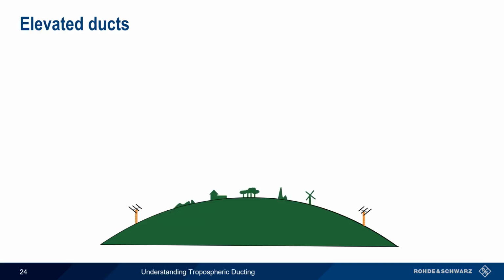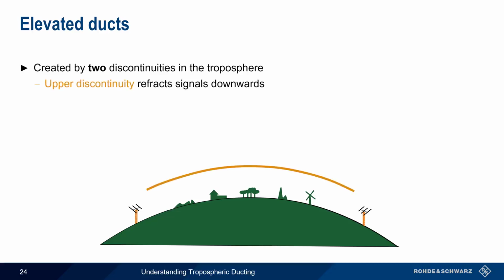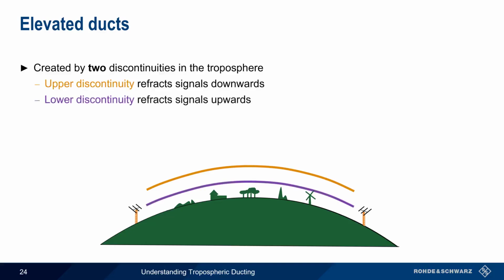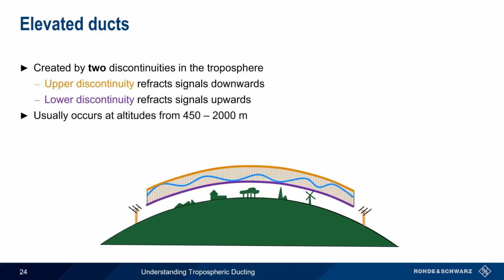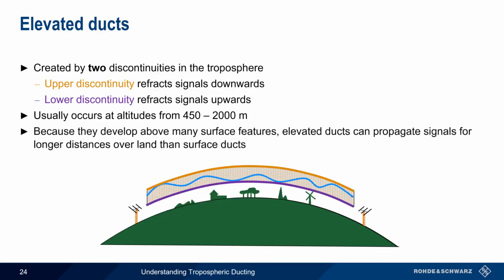Elevated ducts, on the other hand, are created by two discontinuities in the troposphere. The upper discontinuity refracts signals downwards, and the lower discontinuity refracts signals upwards, so signals are propagated between these two discontinuities. Elevated ducts typically form at altitudes of a few hundred meters to several kilometers. Since this is above many surface features, elevated ducts normally are able to propagate signals for longer distances over land compared to surface ducts.